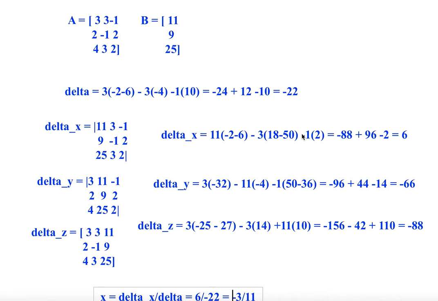So did we make a mistake? 11, 9, 25, 11, 9, 25, 3, minus 1, minus 1, 2, 3 comma 2. There is no mistake in substitution, as we see. 11 into minus 2 minus 6, this is correct. Minus 8 minus 88. So minus 3 into 18 minus 50. This is also correct. Then minus 1 into 27. Wait a minute. Here we went wrong.